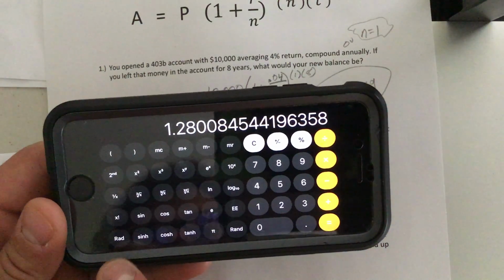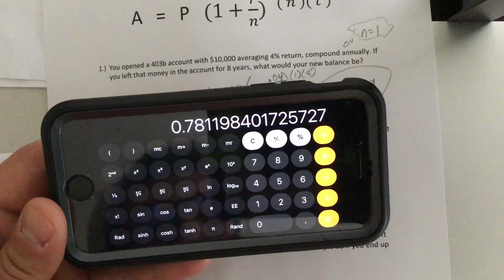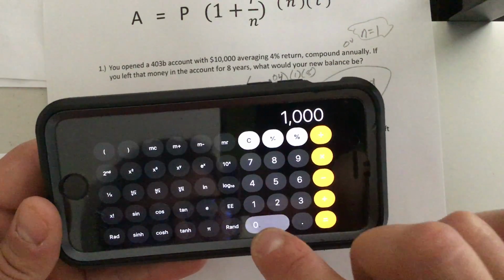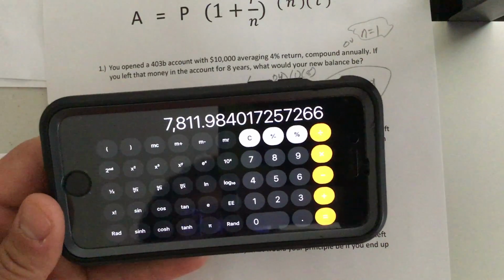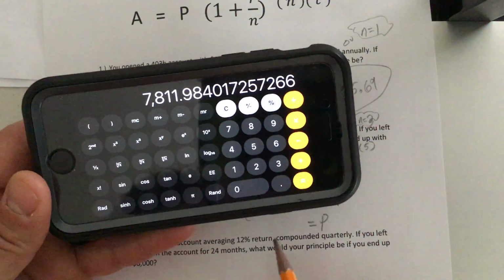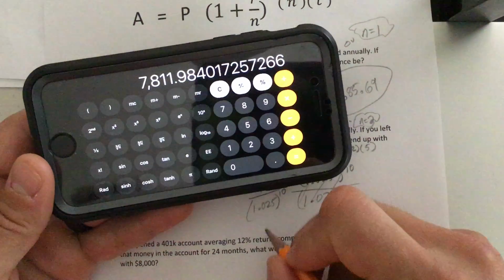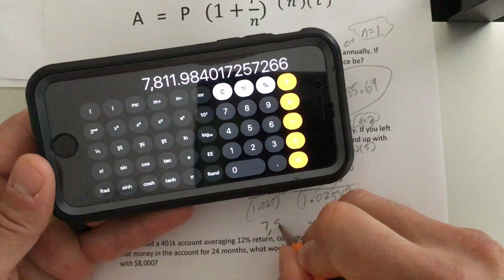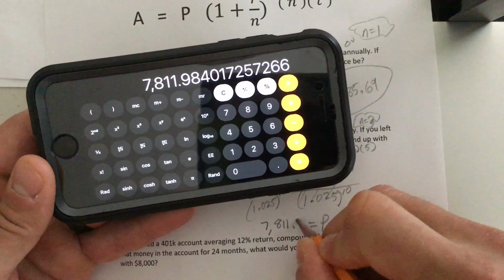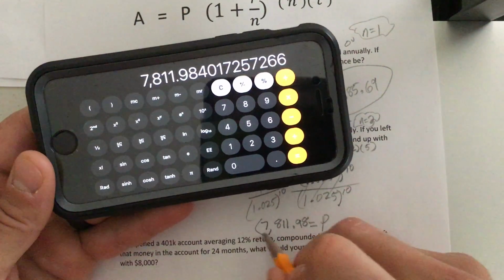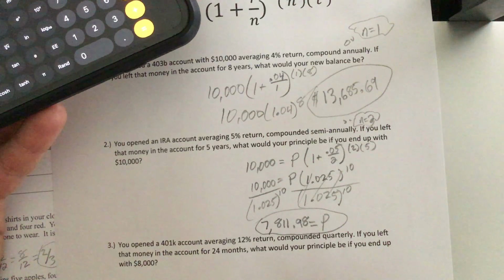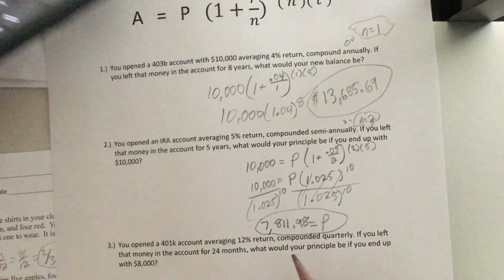The 1 over x button is reciprocal. So I take the reciprocal of that, then I can multiply by my account balance, which was $10,000. That gives me an amount that's less than $10,000. It's kind of self-checking, aka I would have to start with $7,811.98 to end up with 10 grand after 5 years. Okay. I know that was a little sketchy.